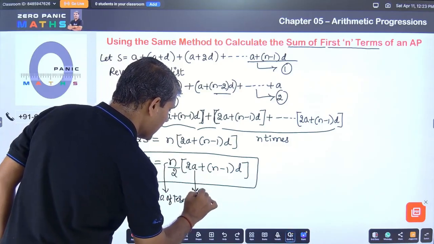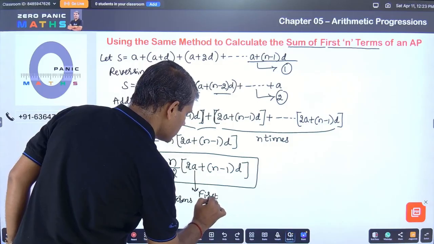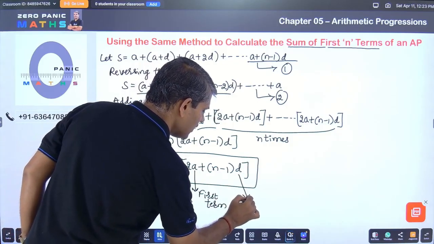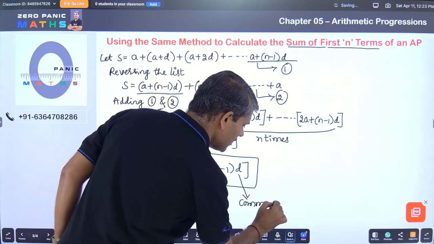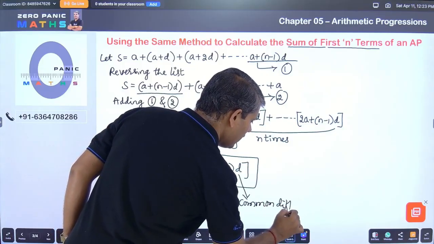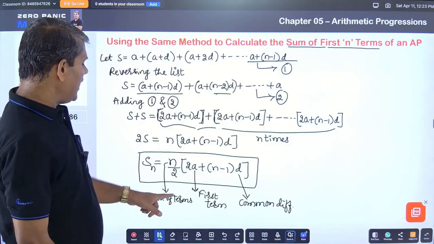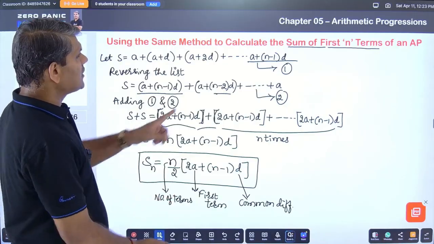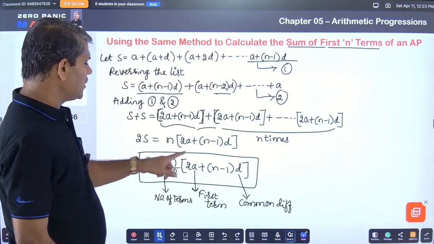And what is a? a is the first term. And what is d? d is the common difference. Is it not? Whenever the first term, common difference, and the number of terms are given, then the sum of n terms should be calculated by using this formula.